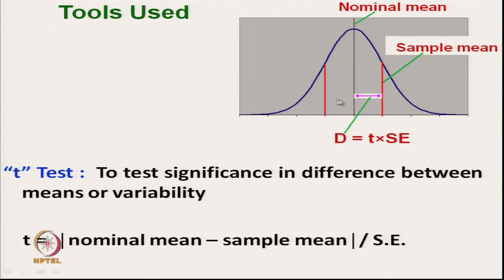It may be on the left side or right side. So, T is equal to this D value, D being nothing but nominal mean minus sample mean, divided by the standard error. So, that T we have calculated as x1 minus x2 by standard error.